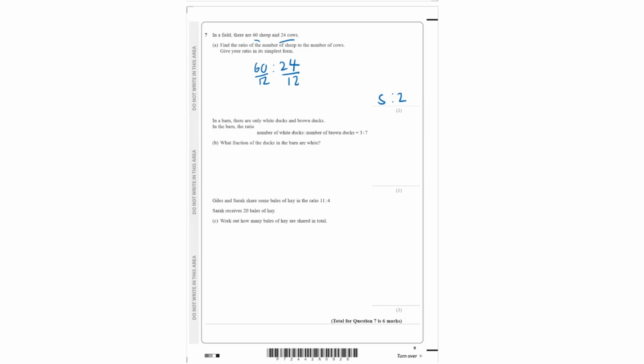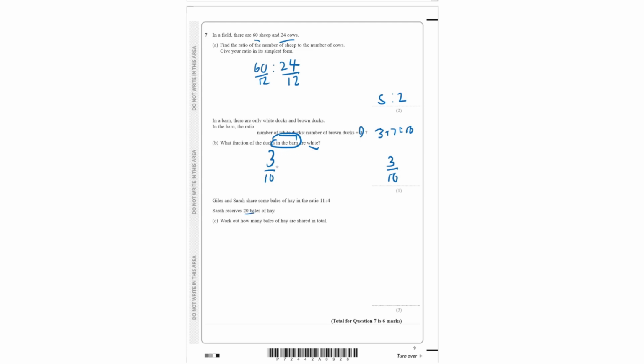In a barn, there are only white ducks and brown ducks. In the barn, the ratio of white ducks to brown ducks is 3:7. What fraction of the ducks in the barn is white? So we know that white is 3. And we want the fraction of ducks in the whole barn, so we have to find the total. So 3 plus 7 is equal to 10. So we simply write here 10. Our fraction is 3/10.